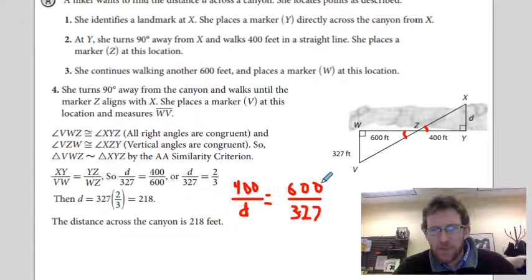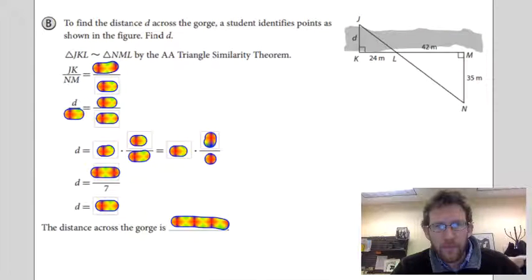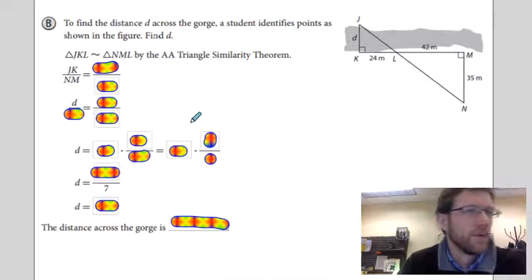If you cross multiply, you get 400 times 327, and then that's equal to 600d. So you divide by 600, so it becomes 327 times 400 divided by 600. Some people call it like the fish method, right? Like this times this divided by this is equal to that. Sure, that works too. Okay, see if you can do this one real quick. So pause there.